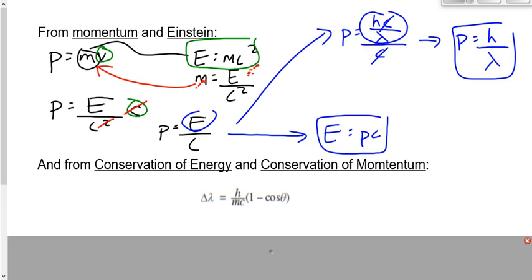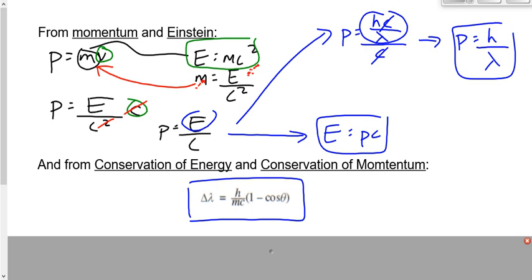Delta lambda is equal to h over mc times 1 minus cosine theta. Don't worry, you don't have to derive it. But you do have to know where it comes from: conservation of energy and conservation of momentum.